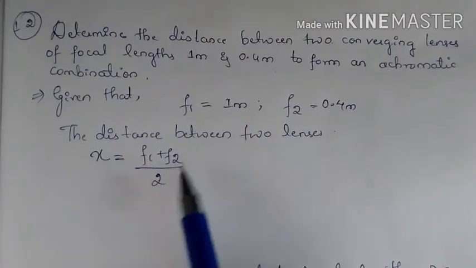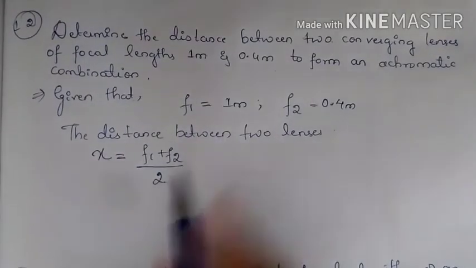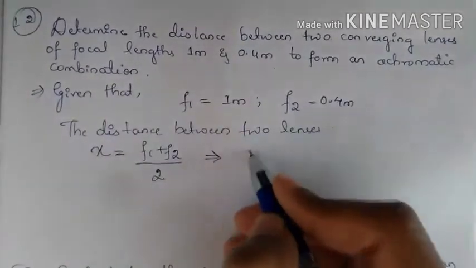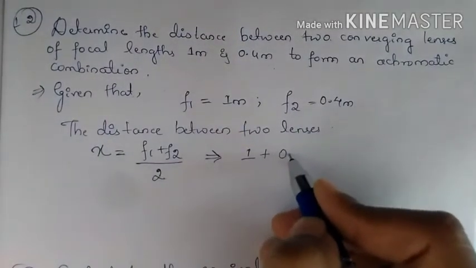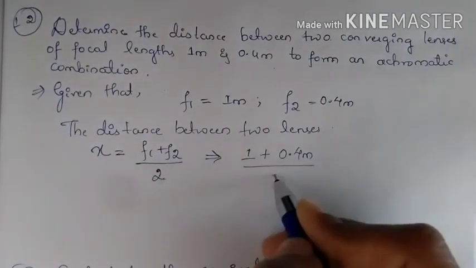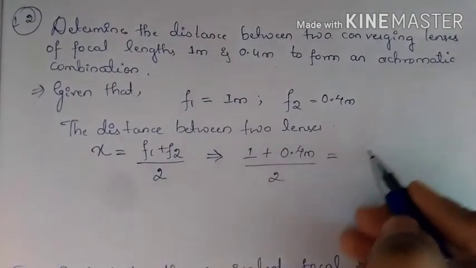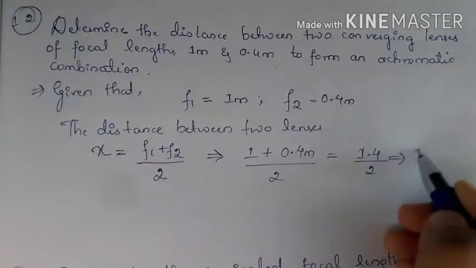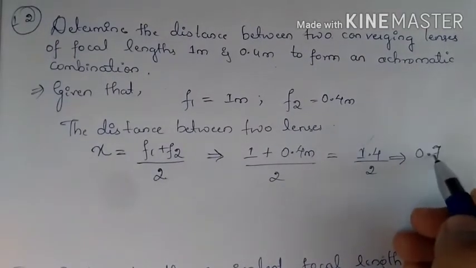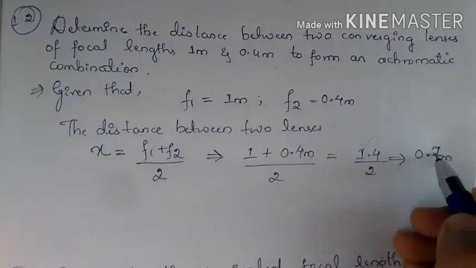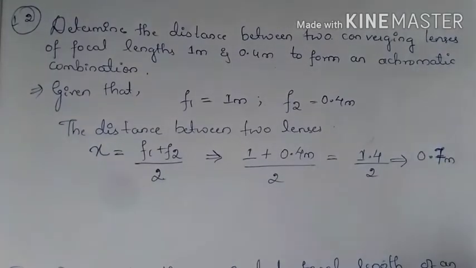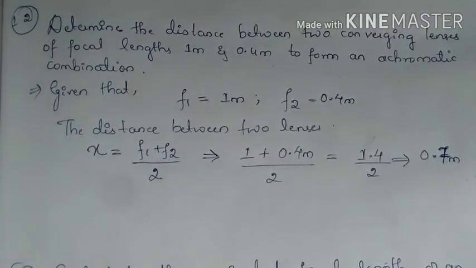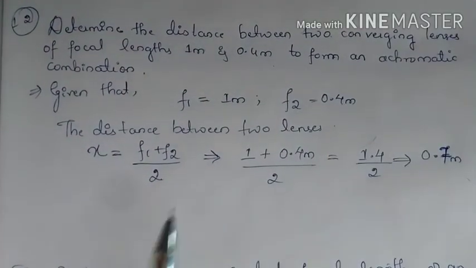So here x is equal to (f1 plus f2) by 2. Substitute the values of f1 and f2 in x. So f1 is 1 plus 0.4 meters divided by 2. This is 1.4 by 2, so that gives 0.7. I think we have solved the same question in the previous lecture, so the answer is pretty much similar, but we have solved it for different values.